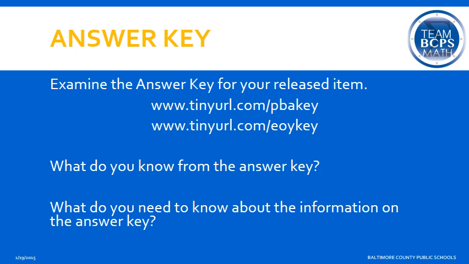Now they're going to have a chance to take a look at the answer key for the released item that they completed. There are the two tiny URLs. If they did the PBA, they're going to take the first tiny URL. If they did the EOY question, they're going to use the second tiny URL. From that, they're going to see what they know from the answer key, and what they need to know about the information on the answer key. They might know some stuff, and they might need to learn some stuff from the answer key.